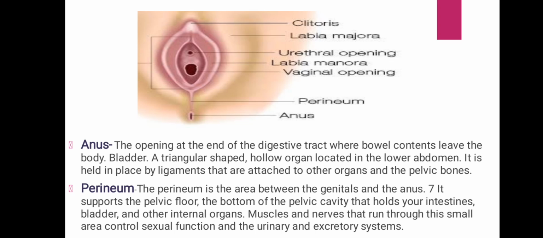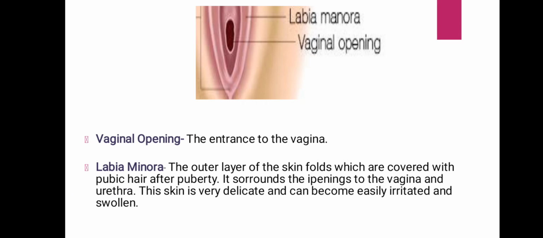Next is the perineum, which is the area between the genitals and the anus. It supports the pelvic floor, the bottom of the pelvic cavity that holds your intestines, bladder, and other internal organs. Muscles and nerves that run through this small area control the sexual function and the urinary and excretory systems. The vaginal opening is the entrance to the vagina.